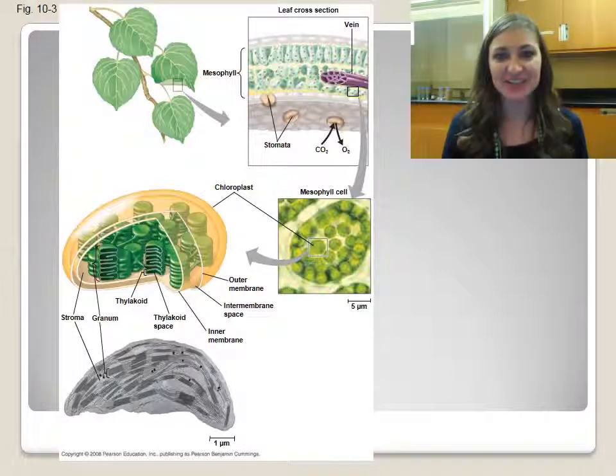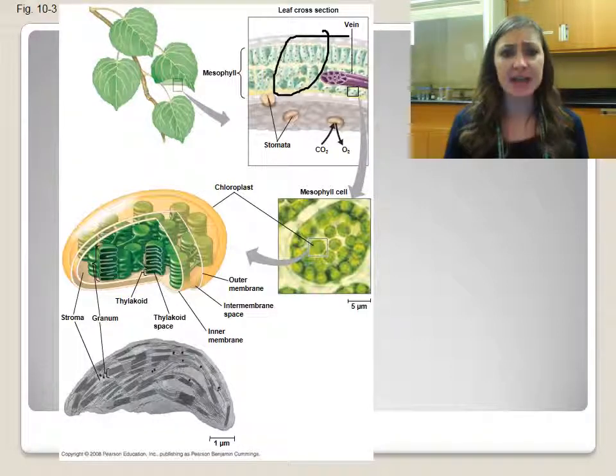This interior layer right here is the mesophyll. That's where you find your pigment molecules. Here are your thylakoids. One single thylakoid looks like a little Mento on top. And if you get a stack of thylakoids, this is considered a grana. And those are found in the chloroplast, which has your chlorophyll in it.